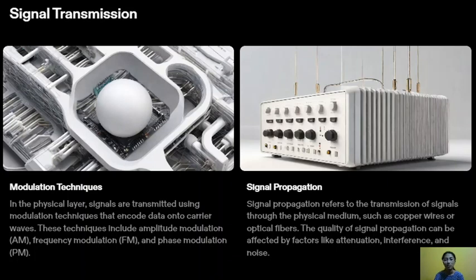Whereas signal propagation includes the transmission of signals through a physical medium such as a copper wire or optical fibers, where we gave examples in previous slides like twisted pair, coaxial wire, etc. The quality of signal propagation can be affected by factors like attenuation, interference, and also noise, which means unwanted signals.